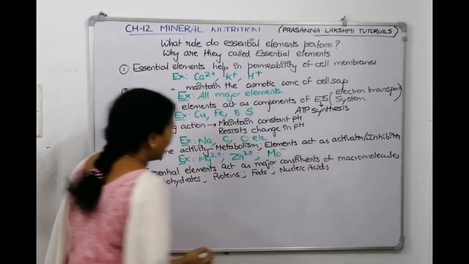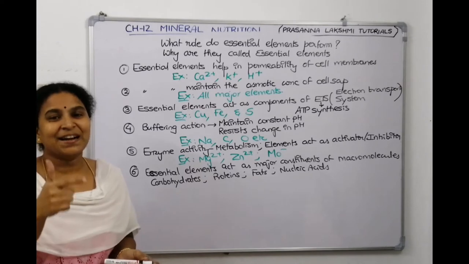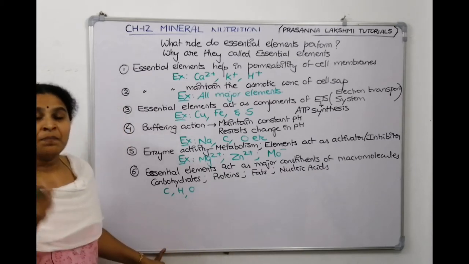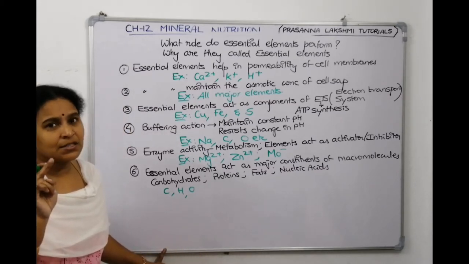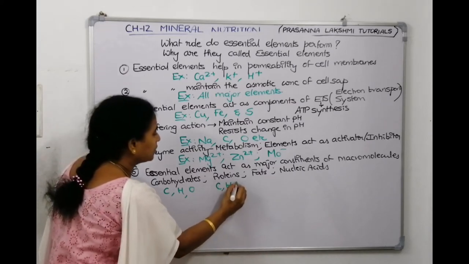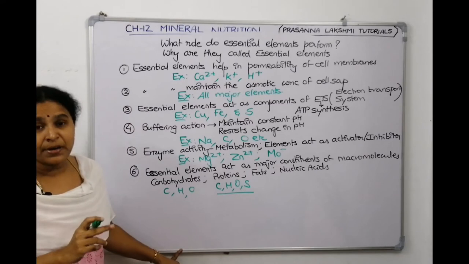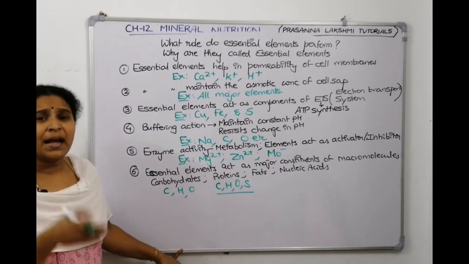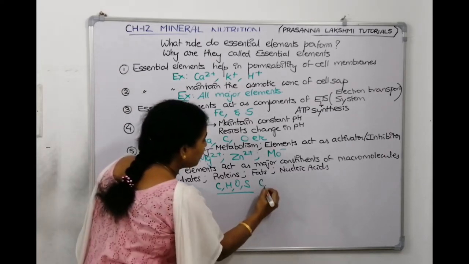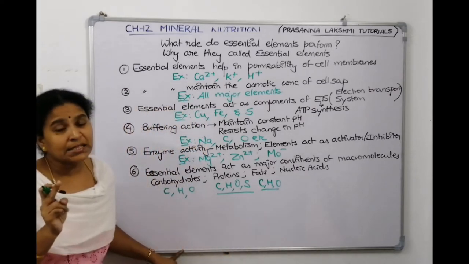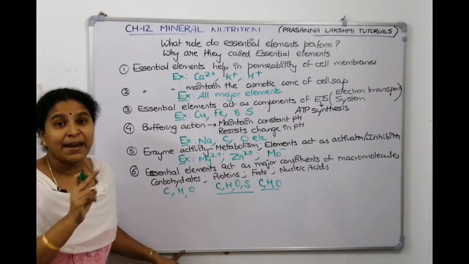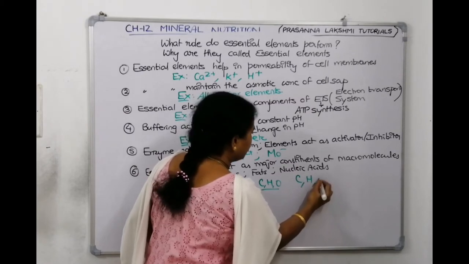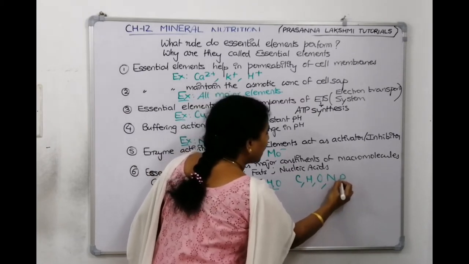Come on, tell me, what are the elements which make carbohydrates? Carbon, hydrogen, oxygen. So these are essential elements only. Proteins: carbon, hydrogen, oxygen with sulfur. Sulfur-containing amino acids will be there. Carbon, hydrogen, oxygen and sulfur are seen in proteins. Fats are fatty acids only. Acetic acid, butyric acid, propionic acid, palmitic acid all have C, H and O only. So fats are made up of C, H and O. Nucleic acids are made up of nitrogen bases, and they have ATP, GTP, so phosphate is there. So nucleic acids are made up of carbon, hydrogen, oxygen, nitrogen and phosphorus.